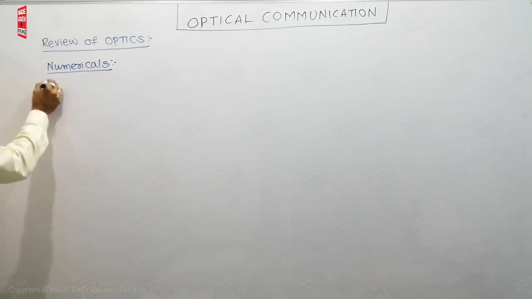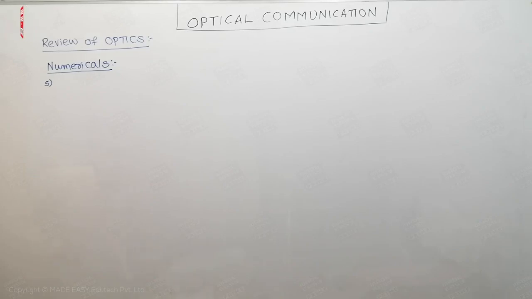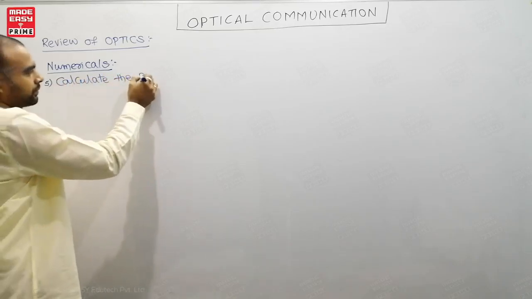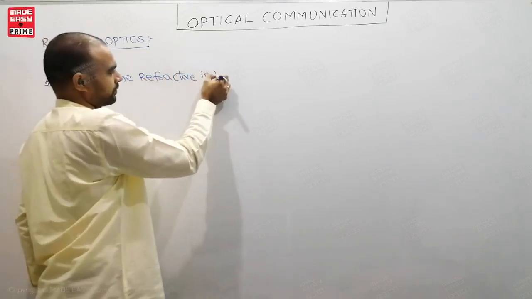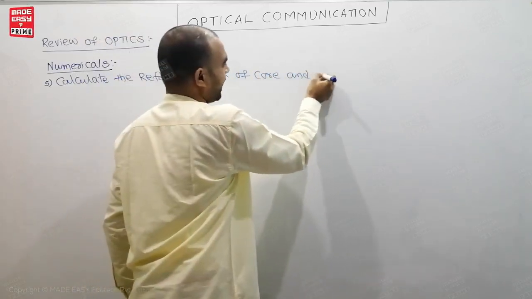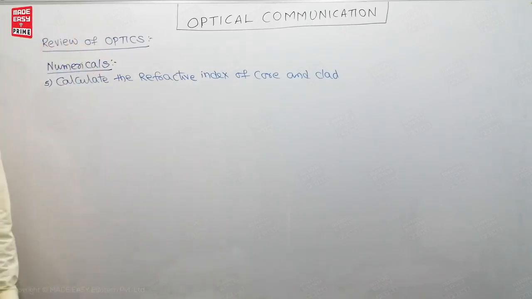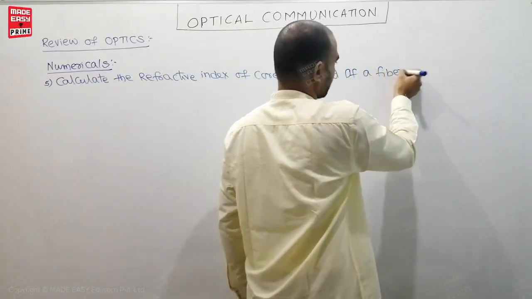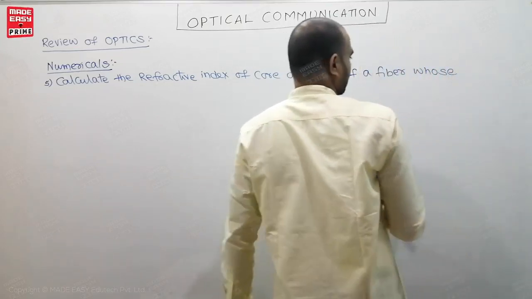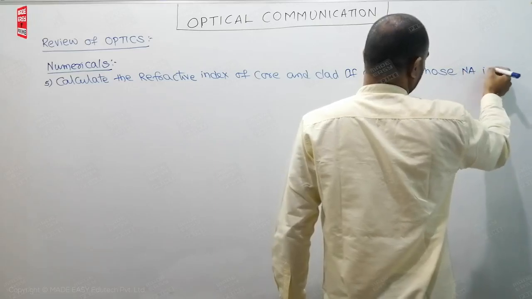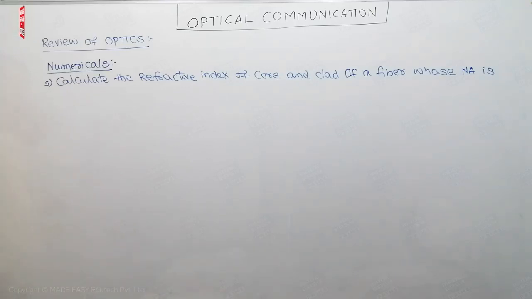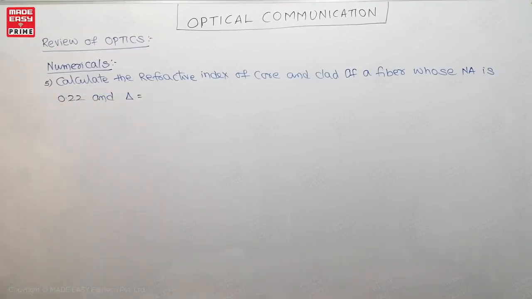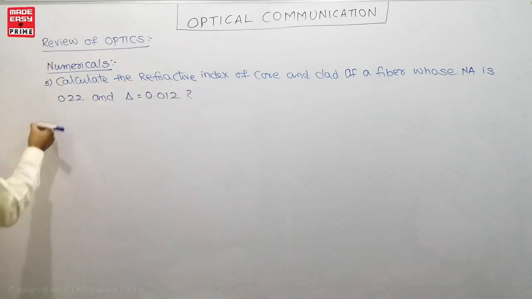Right, so another numerical. Calculate the refractive index of core and clad of a fiber whose numerical aperture is 0.22 and the relative refractive index difference is 0.012. That is the given question.